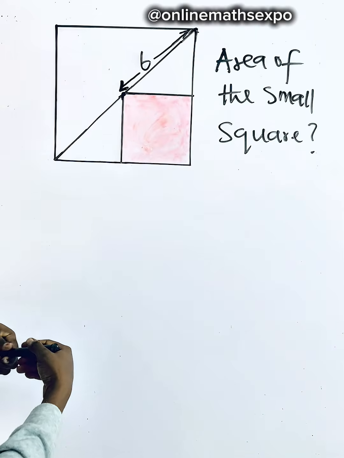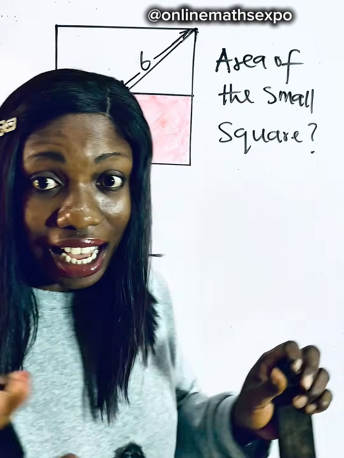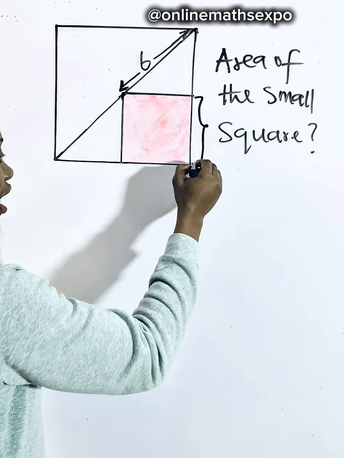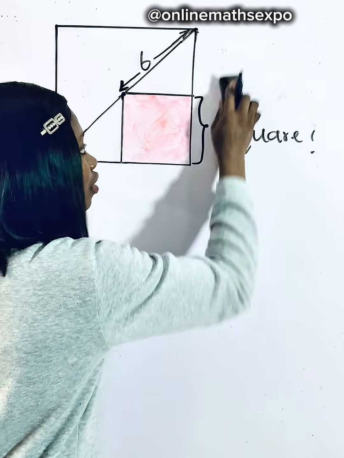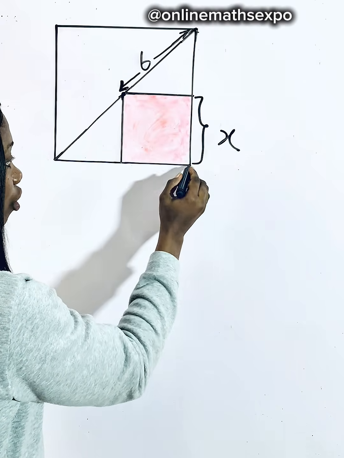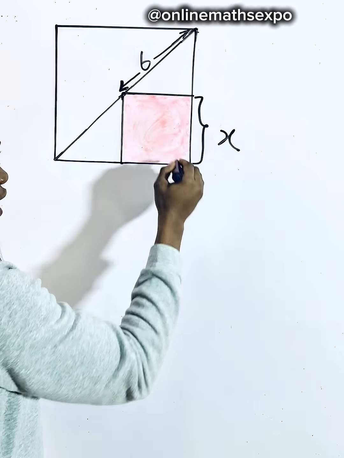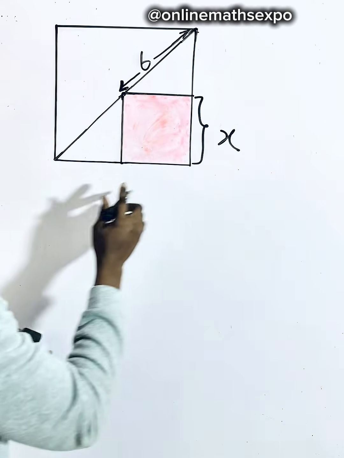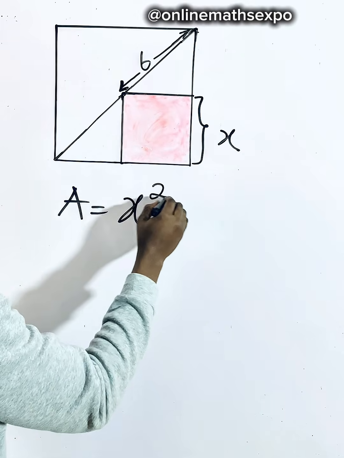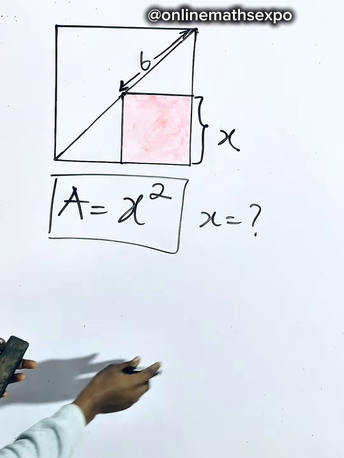Now, for you to find the area of this small square, you know too well that for a square, all the sides are equal. So in that case, we can label this length as x. From here to here is x, from here to here is also x, and this is also x. And if we have gotten this as x, it means that the area of the small square is going to be x squared. Now, the question is, how do we find the value of this x?